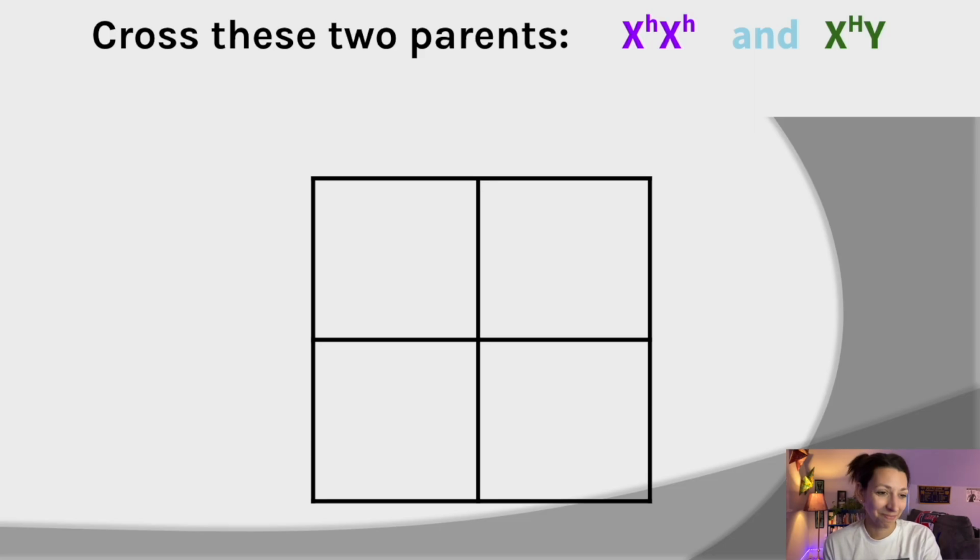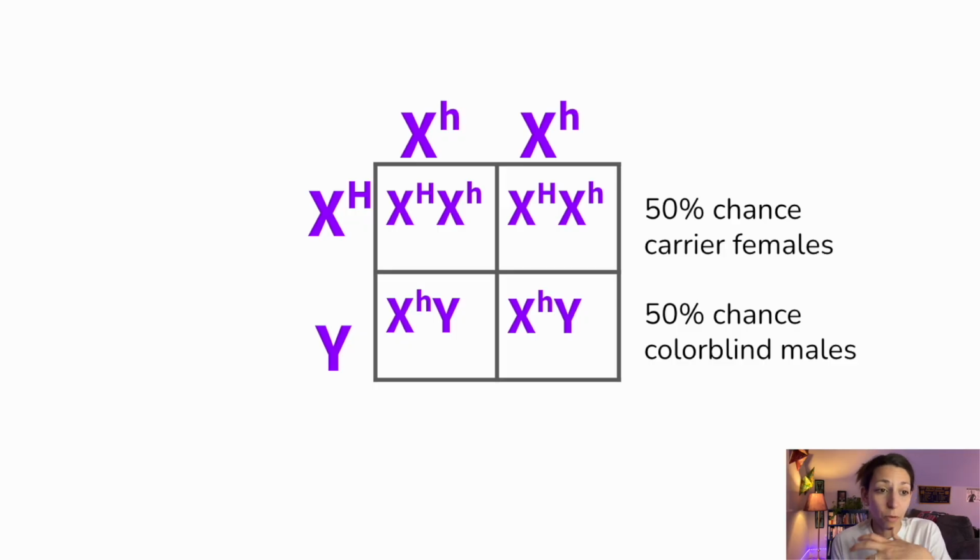And when you're ready, here they are. We have a 50% chance that they will produce carrier females, so X big H, X little h, and a 50% chance of having colorblind males. So in this particular couple, if they have a boy, he will definitely be colorblind. That's the only possible outcome.